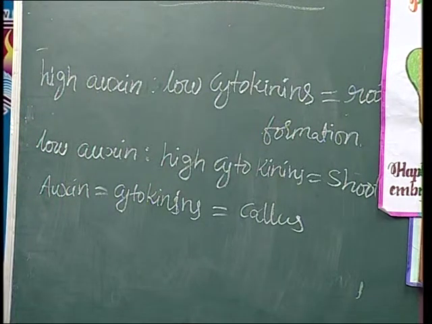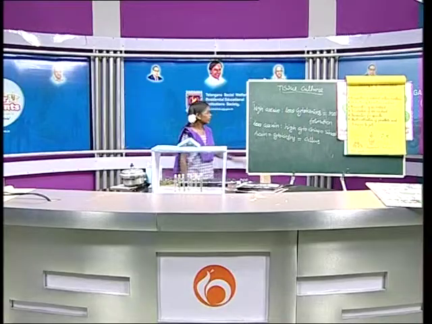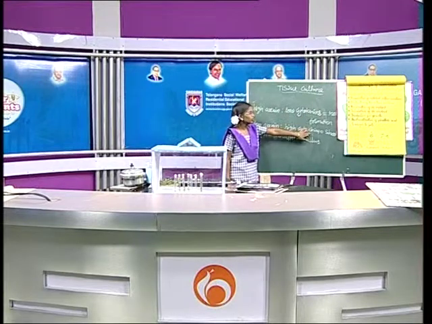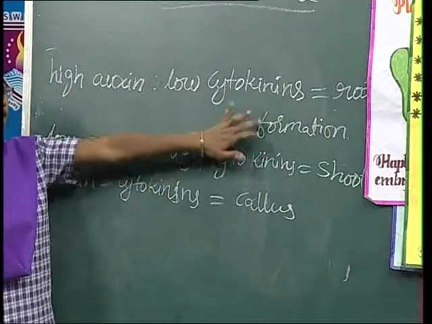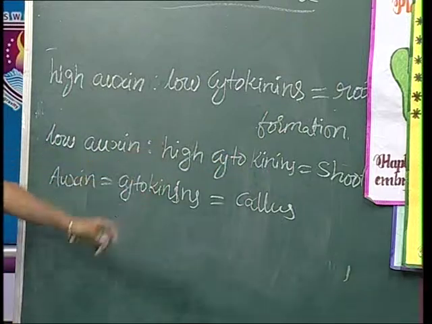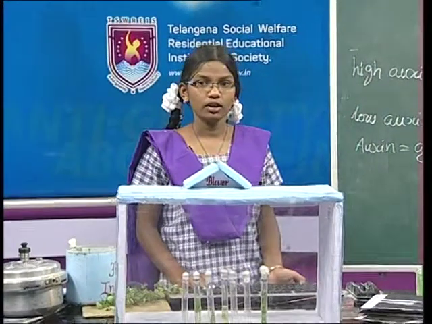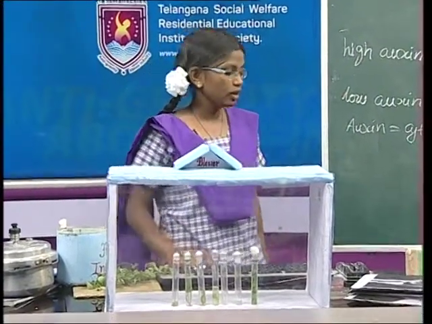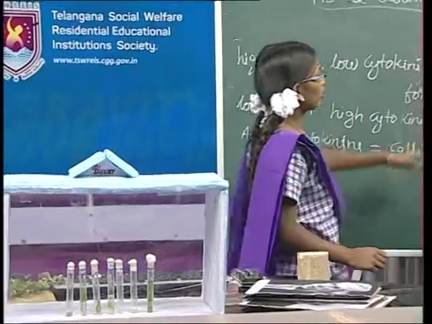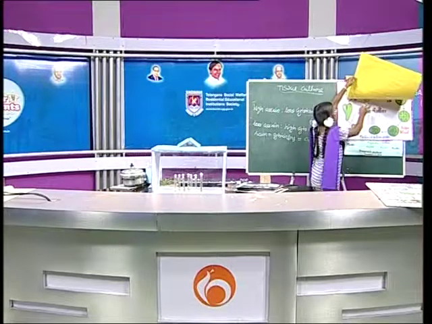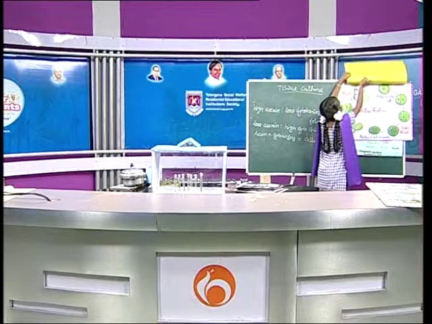This is about growth regulators and forms like shoot and root. The formation of root and shoot is called organogenesis. And let us see the process of organ culture. How can organ culture be done?